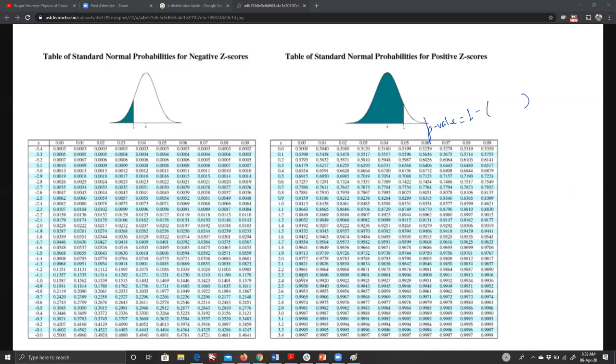So we got 2.47. Let me track this, 2.47. Okay. So 1 minus 0.9932. How much is this area? 0.0068. Very good. So is it less than 0.05? Yes. So you realize the p-value is less than alpha, which happens to be 0.05. So what is the conclusion here? We reject.